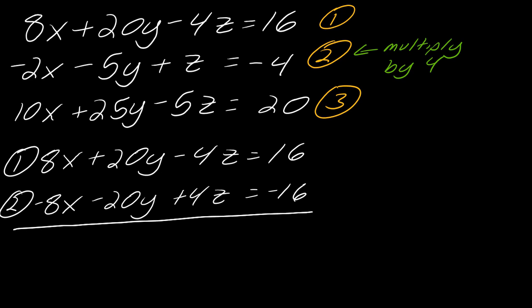So as I add everything down, notice the x's drop out. 20y minus 20y means the y's drop out, and then also the z's drop out. So this side is going to be 0, and then 16 minus 16 is also 0.